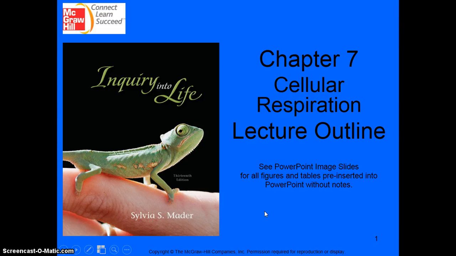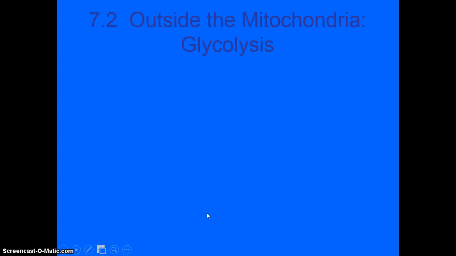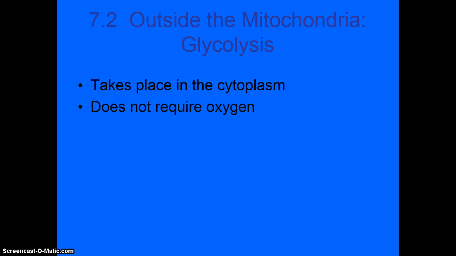Today we're going to take the overview that we did of cellular respiration from the last lecture, and add to that and get more in depth with cellular respiration, beginning with glycolysis. Glycolysis is the first step in cellular respiration, and it does occur outside of the mitochondria, meaning that it's going to take place in the cytoplasm. It does not require oxygen, and it is broken into two sets of steps.